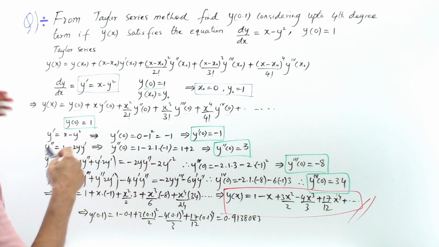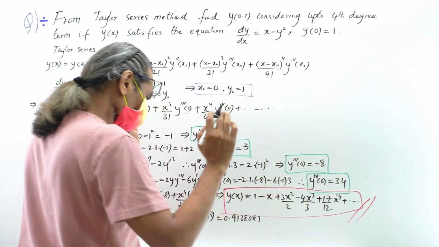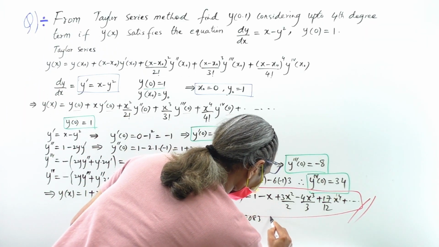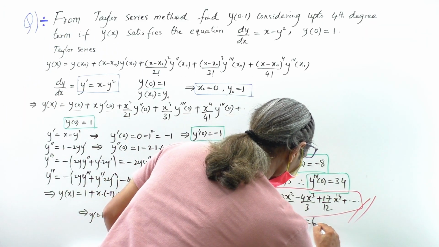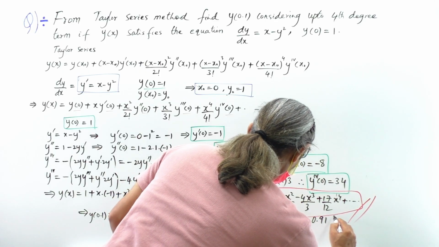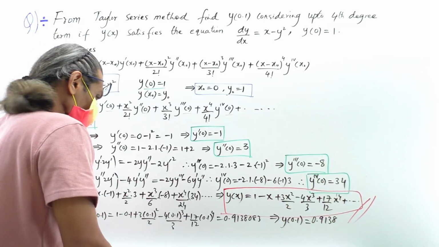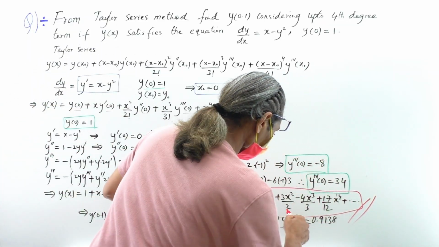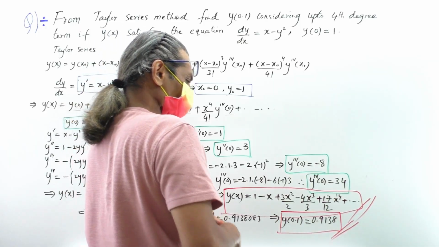For a Taylor series question, sometimes they mention correct up to 4 decimal places; if they do not, then leave it. So we can write y of 0.1 equals 0.9138. That's the perfect answer. That's all. So that's how it is done. So y of 0.1 equals 0.9138.